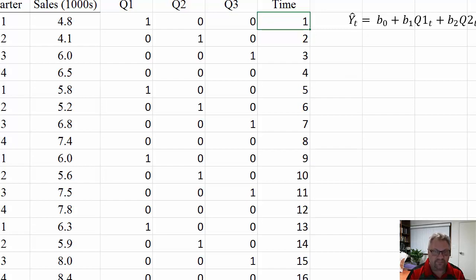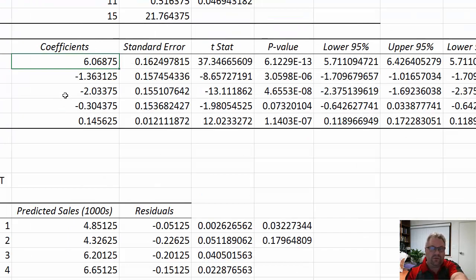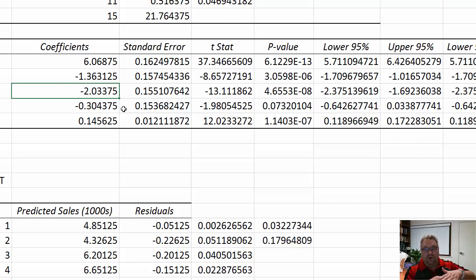And you can see here, that's why quarter 2 is so negative. Relative to quarter 4, quarter 2 is always below it. Quarter 1 sales are always below quarter 4. Quarter 3 sales are always below quarter 4. But notice that these are not the differences in the means. That's what I'm trying to get at.